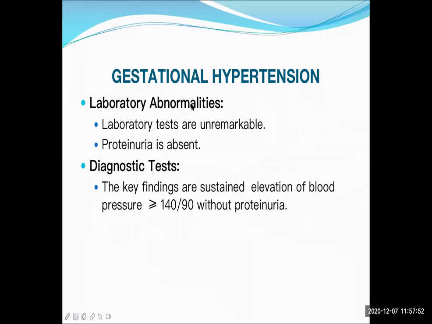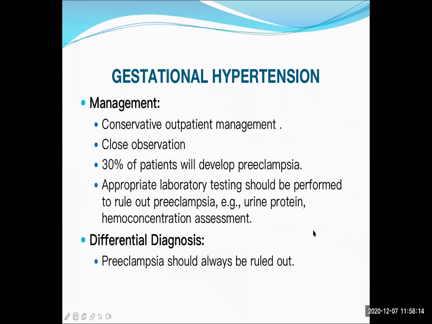Other physical findings are unremarkable. Regarding the lab abnormality, lab tests are unremarkable. Proteinuria is absent. If it is present, we don't call it gestational hypertension per se. We call it preeclampsia. And the diagnostic test is very simple. Just measure the blood pressure and do the urine test. The urine test should show no proteinuria. Blood pressure should be higher. That's it. What is the management?